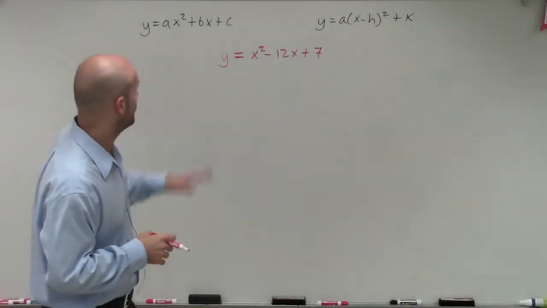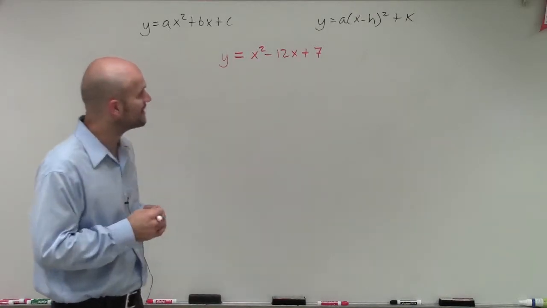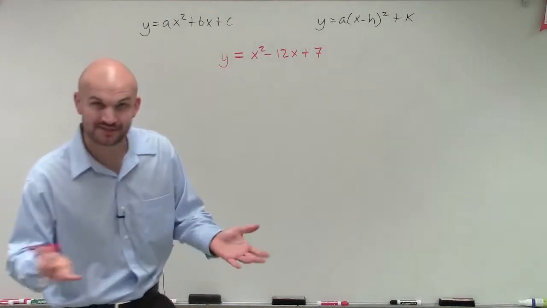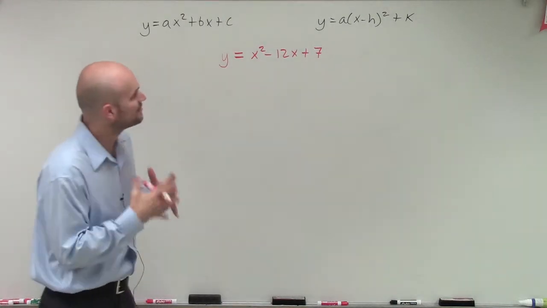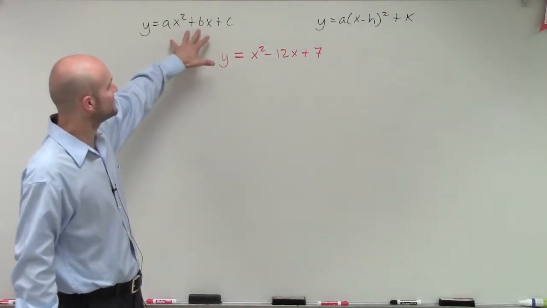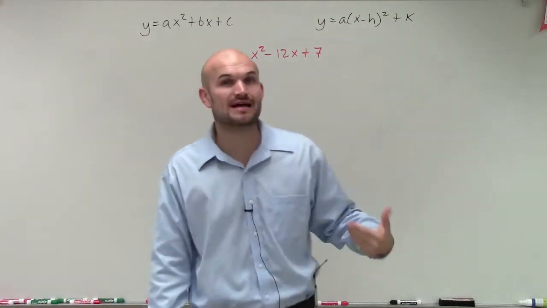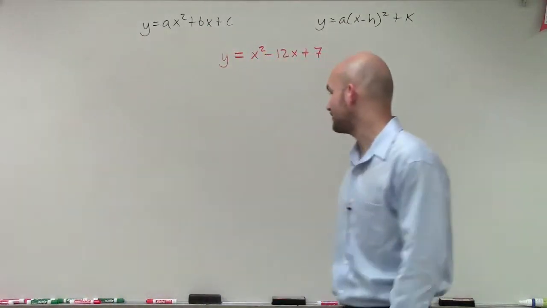Okay, so what I have here is y equals x squared minus 12x plus 7. And what we're going to do is solve this by completing the square. As we talked about, completing the square means we pretty much want to take it from our standard form to our vertex form. So therefore, we can use our inverse operations to solve this quadratic.